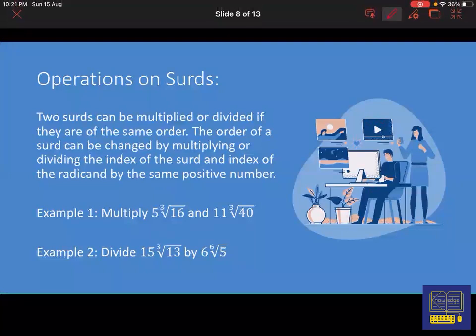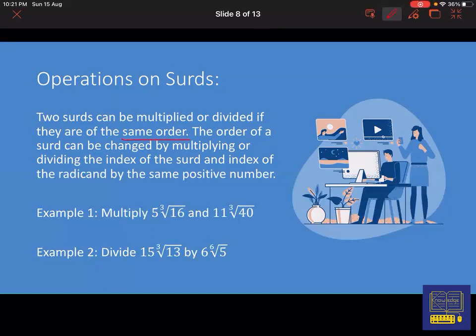Now, when we were doing addition and subtraction, we saw that they need to be similar surds. But when we're doing multiplication and division, we have to make sure that they're of the same order. Now, what is the order? In this particular number, 3 is the order. And in this particular number, 6 is the order.